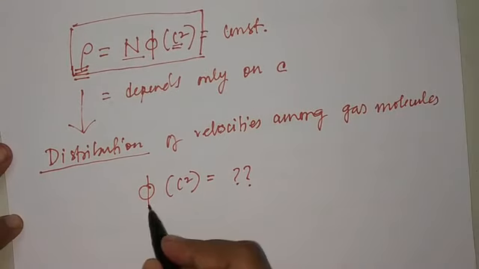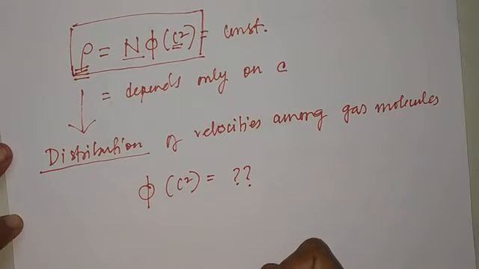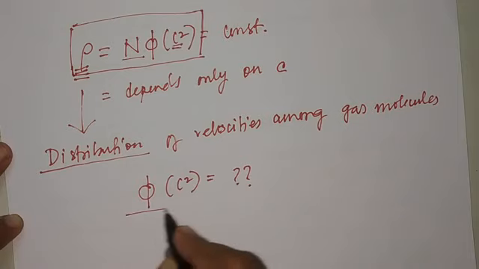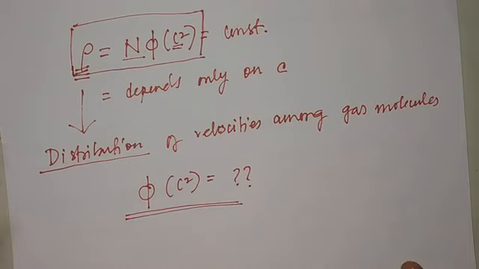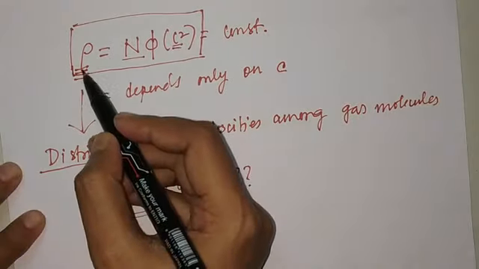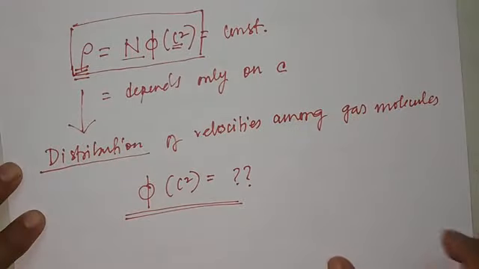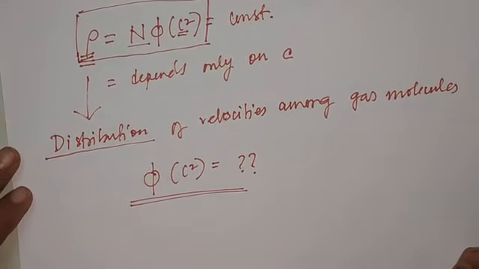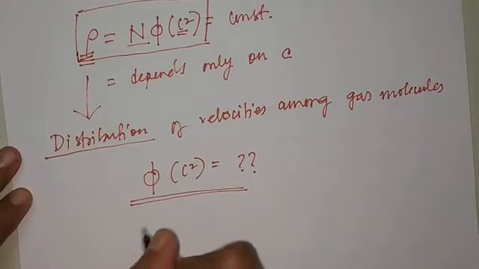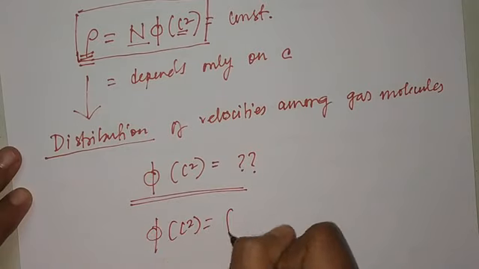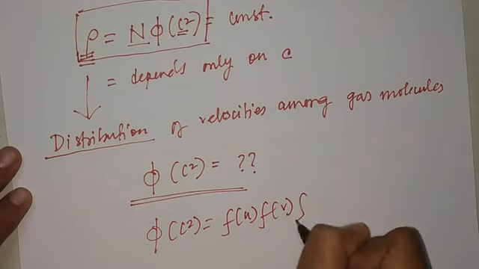If we can find the nature of the function, then we'll be done with the derivation of the law. Then we'll get the distribution law. But we don't know phi, what is the value of phi. We just assume that there is some function phi of c square which is related to rho by this expression. So our next step is to find the value of phi of c square, which is f(u) f(v) f(w).